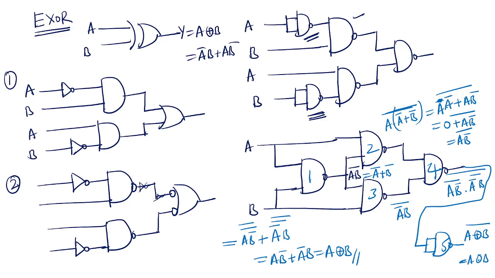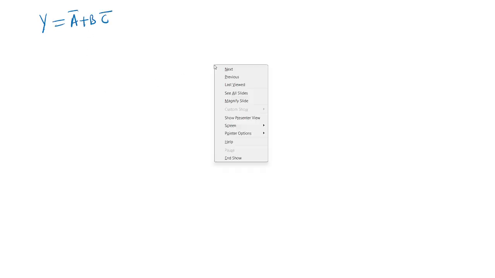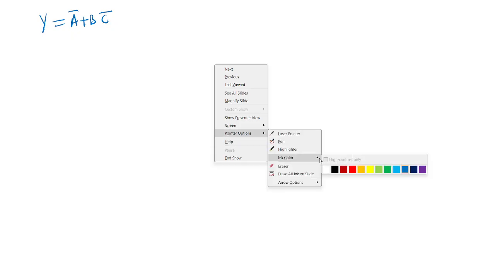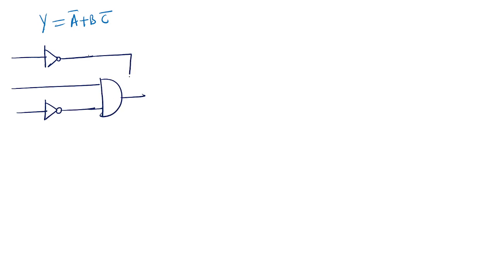Suppose the same expression is there, and I want to implement it using NOR gates. The same Boolean expression I will take: Y equals A bar plus BC bar. I want to implement this. So how to implement? First you draw normally. This is A, and here B connected with an inverter, and this is an AND gate, and these are all given to an OR gate, with inputs A, B, and C.